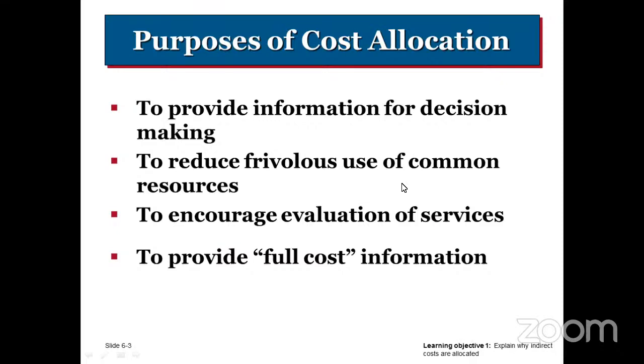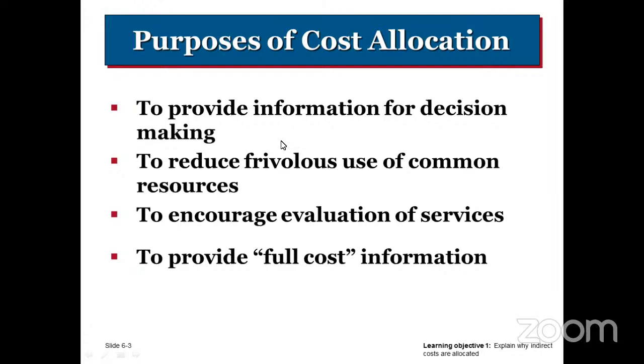Why do we want to allocate cost? To provide information for decision making. Of course, because as I said just now, when you do this antique furniture, you must make sure that you have the necessary information. That means you must make sure all your direct labor, your material, and plus your overhead cost is all included. That's why it is said to provide information for decision making.